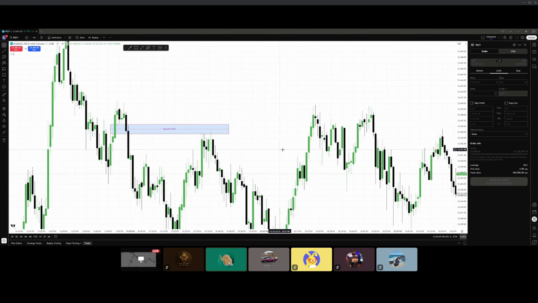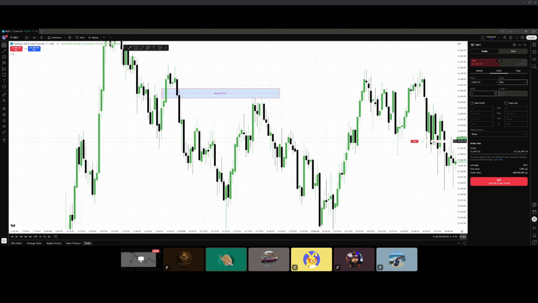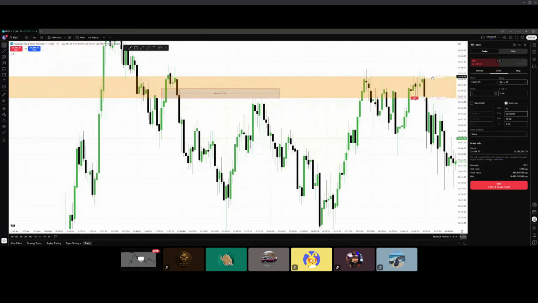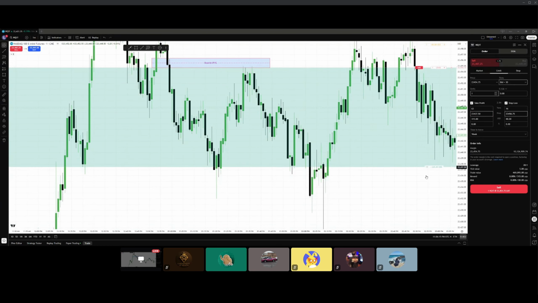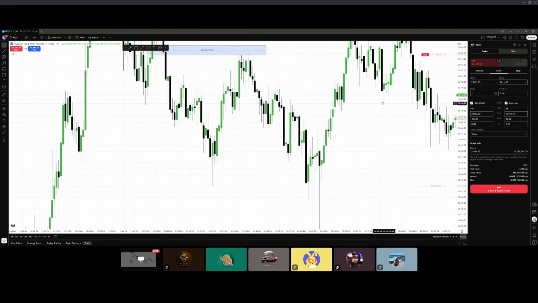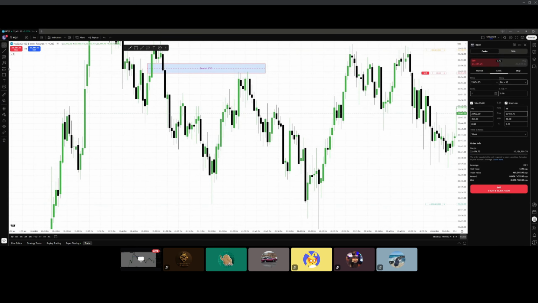So let's see what that would have looked like. If we sold one contract, we entered right here at the bottom of this fair value gap, our stop loss went above. I would do it above that candle. So you risked $80 and your target was $500 on one contract. So you risked $80, you made 500, and nope, can't do that one. That was the wrong one. Whoops.